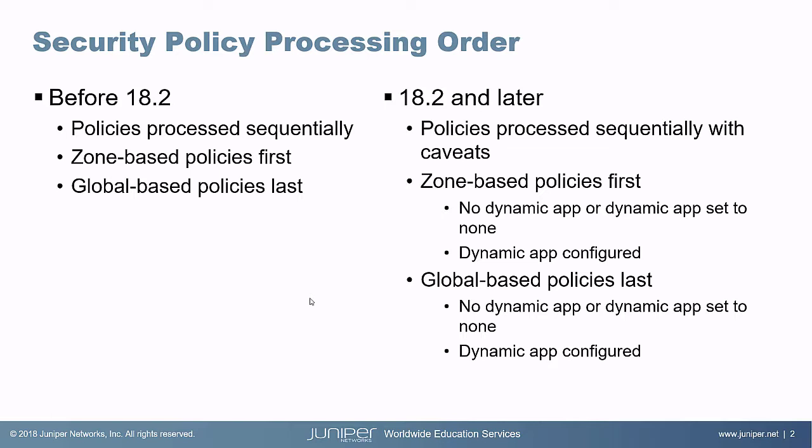Now that's true for zone-based and global-based policies. For example, if you have some zone-based policies configured, one policy that has no dynamic application, and another policy that does have a dynamic application, and a host sends traffic through the SRX device that matches both those policies, it's going to match the policy that doesn't have a dynamic application set to it. Keep that in mind, that's how it works. Between zone-based and global-based policies, if the traffic matches a zone-based policy, it's going to hit that policy first no matter what. If it matches a global-based policy and not a zone-based policy, then it will hit the global-based policy. We'll have an example of that in the CLI when we jump into that.